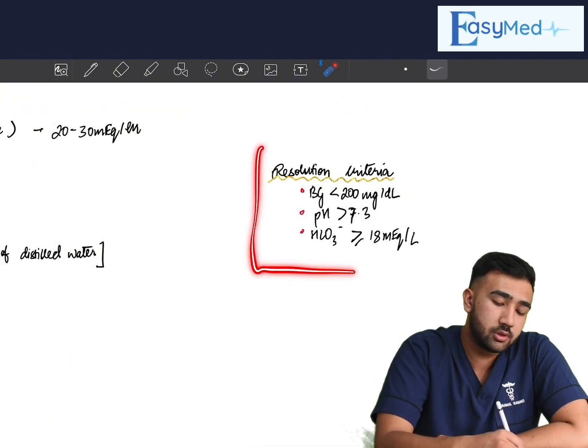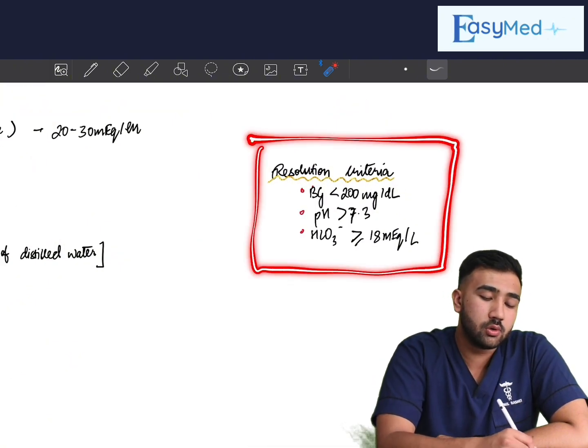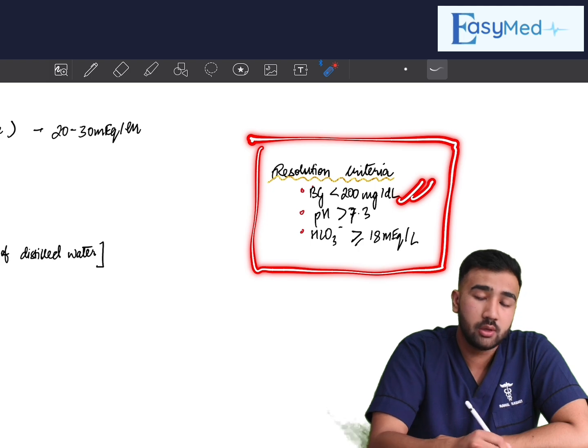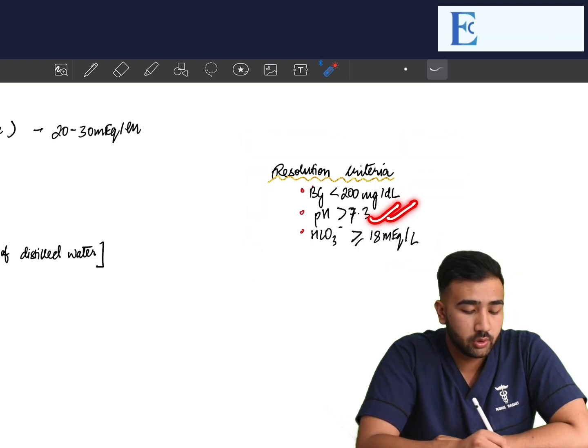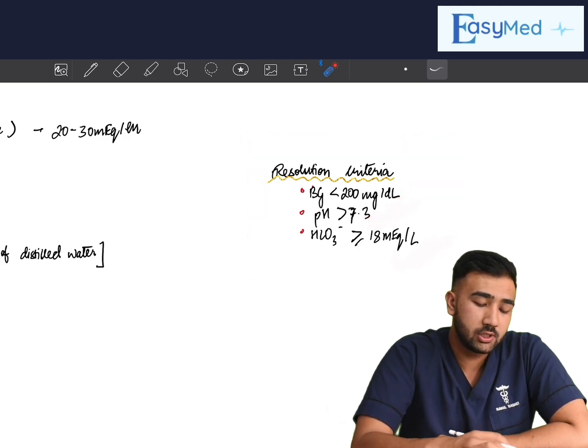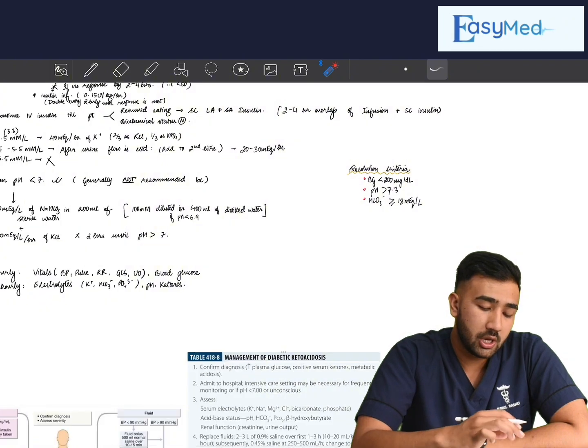And this is the resolution criteria. Right? So blood glucose has to come down to less than 200, the pH has to rise more than 7.3, and bicarbonate has to be more than or equal to 18 milliequivalent per liter.